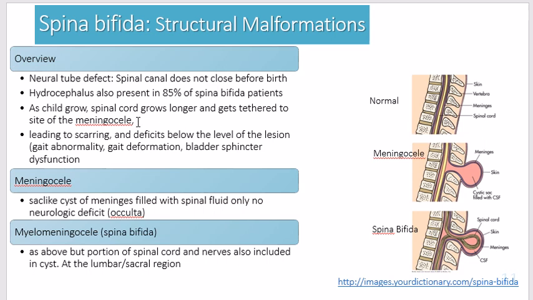And then the last thing I should mention is that I spoke to you about the scarring and some of the deficits that can occur at or below the level of the lesion. But as you can imagine, you would end up with abnormalities in your gait, as well as both bladder and sphincter dysfunction as being some of the major issues that are seen with this condition, especially if it's left untreated.